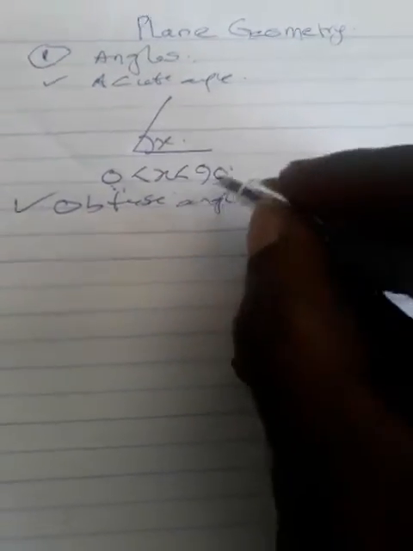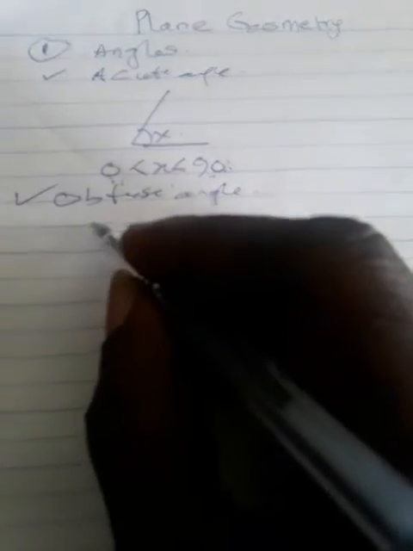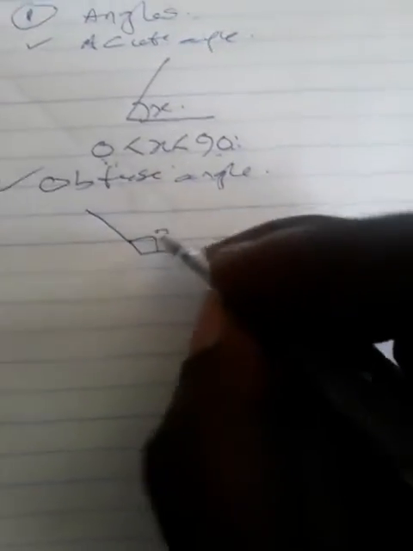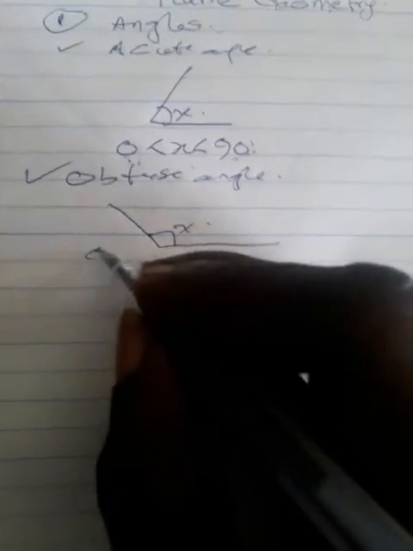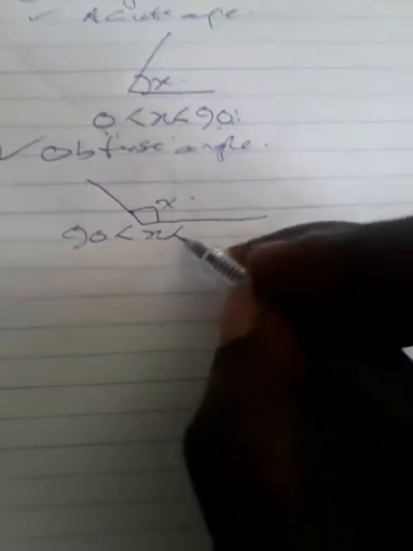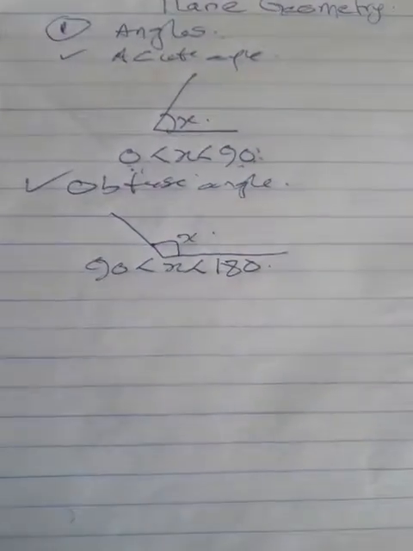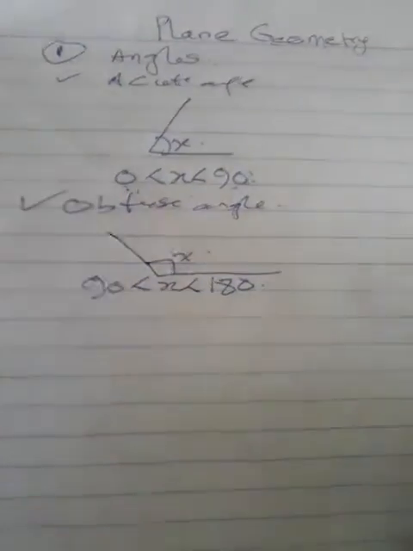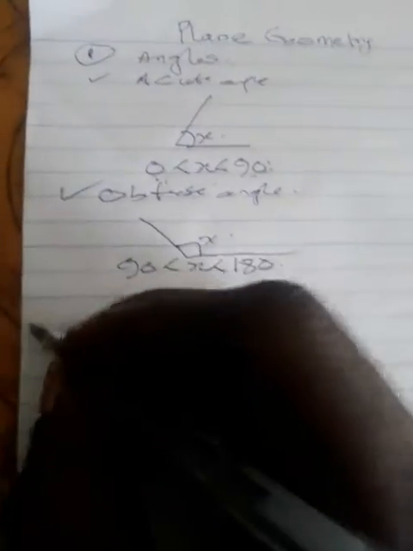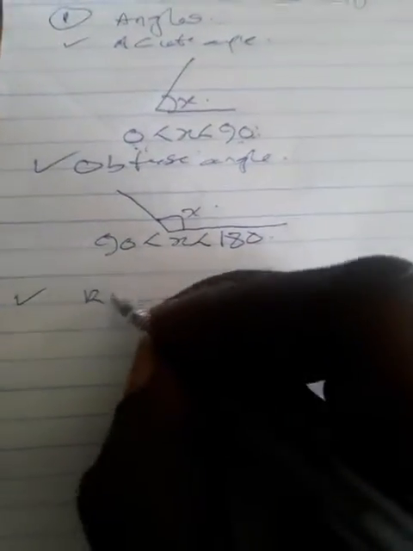So another one that we are going to look at is what we call obtuse angle. In obtuse angle, you start from here, which means it's greater than 90, but it's not up to 180. So if our x is here, we are saying that 90 is less than x is less than 180. So we have to know all these things, so it will help us when we are dealing with circle geometry, circle theorem.